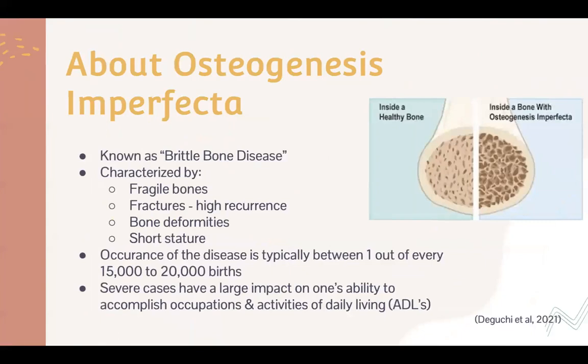So a little bit about osteogenesis imperfecta. It's also known as brittle bone disease, and can be characterized by fragile bones, high reoccurrence of fractures for individuals, bone deformities, and short stature. The occurrence of the disease is typically between 1 out of every 15,000 to 20,000 births, and severe cases have a large impact on one's ability to accomplish occupations and activities of daily living.